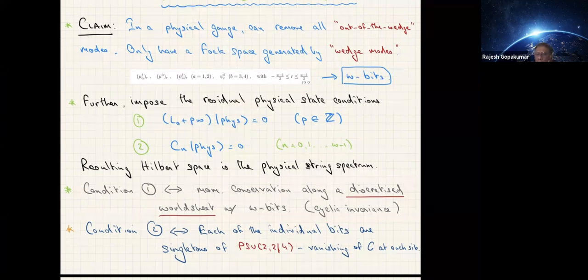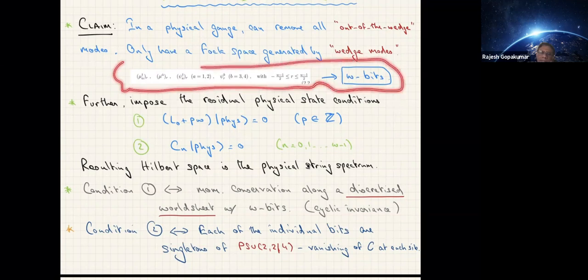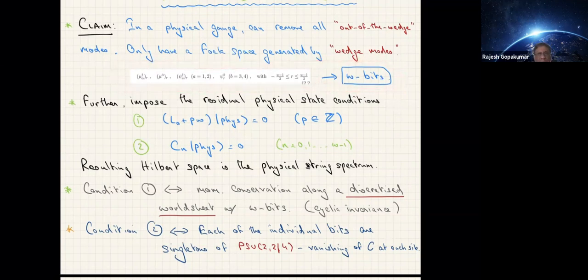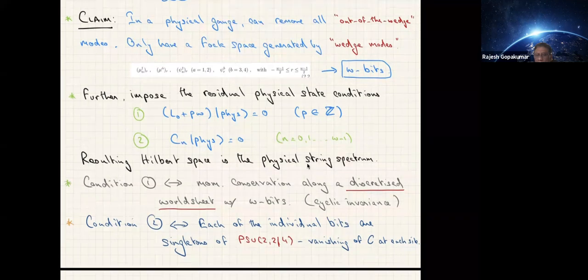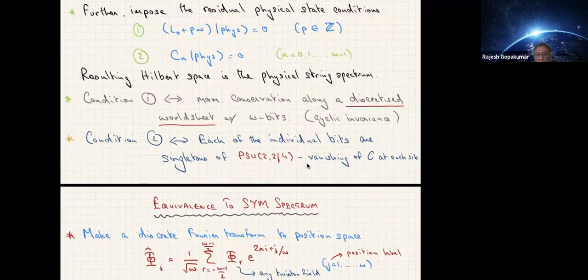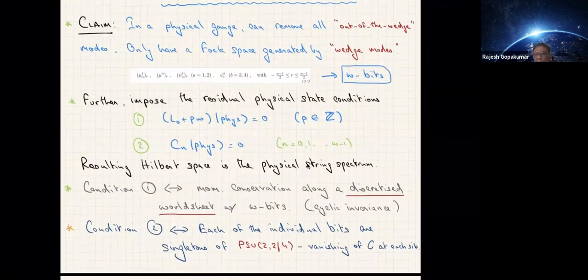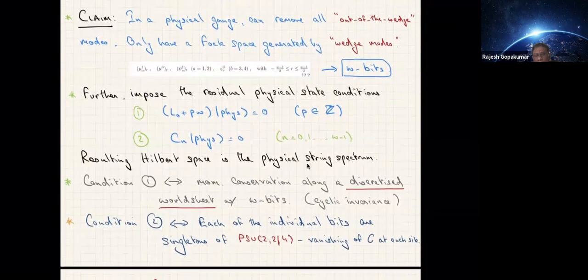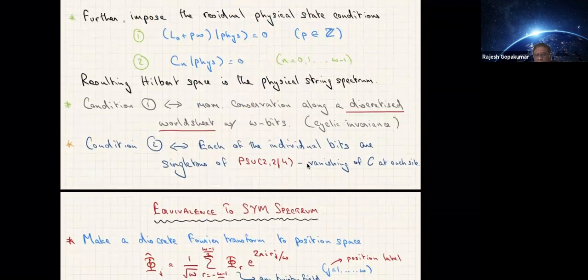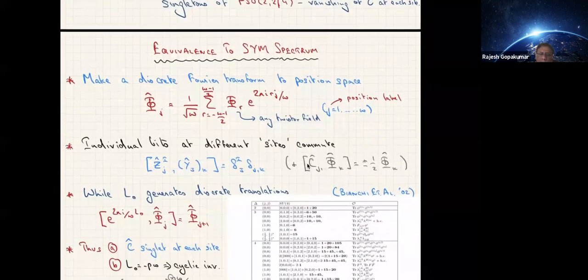Okay, so this is the motivation for these physical state conditions that we impose on these physical modes that can be thought of as W bits. Is this clear? Okay, so if there are no questions, let me explain why this immediately, in some ways, gives rise to the Yang-Mills spectrum.